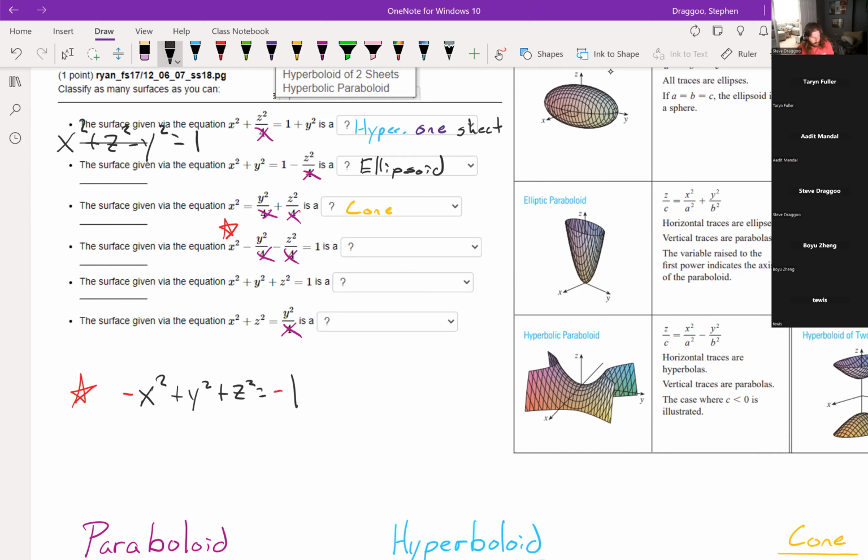So now I'm organizing it so that I've got some circular looking equation on one of my sides. In this case, that circular equation is y squared plus z squared. And then that part is equal to -1. If I have a circular equation equal to a negative number, I know that I'm going to have that gap in the middle of my surface, which must mean I have a hyperboloid of 2 sheets. So hyperboloid of 2 sheets.